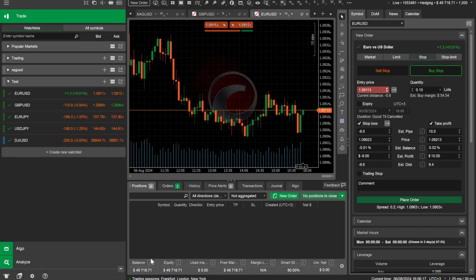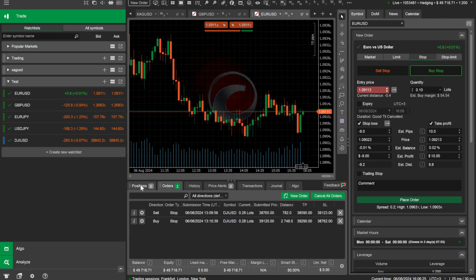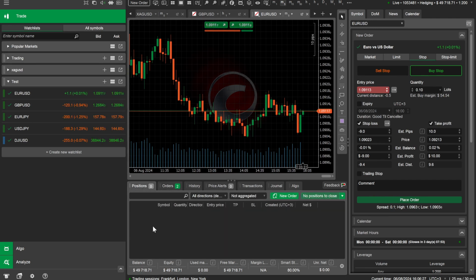In this video, I will explain what is balance, equity, and free margin, because those three are the most important ones. Like we can see here on the screen, it's a balance. Like you see, I don't have any position open. All right, I have two orders. We are still in a session. None of them were hit until this moment.